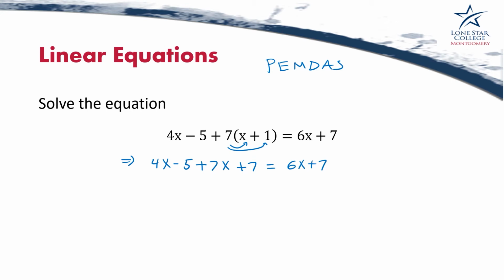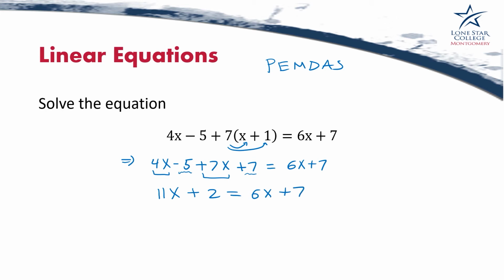So we see that we have a 4x and a 7x. They're both x's, so we can add them together. And we also have a negative 5 and a positive 7. So we also add those together. Let's combine them. 4x plus 7x gets you 11x. And negative 5 plus 7 gets you a positive 2, equals 6x plus 7.